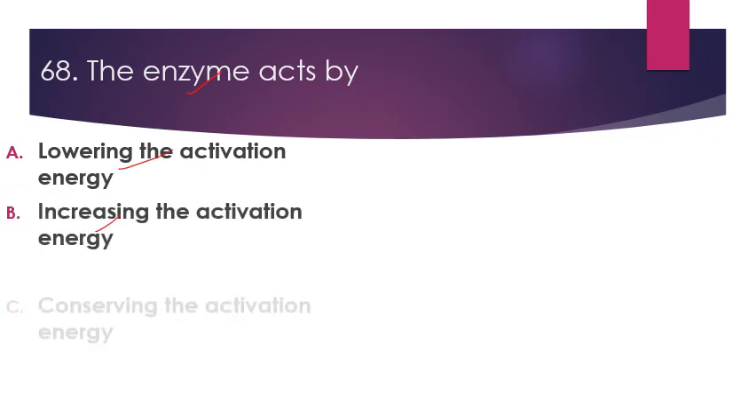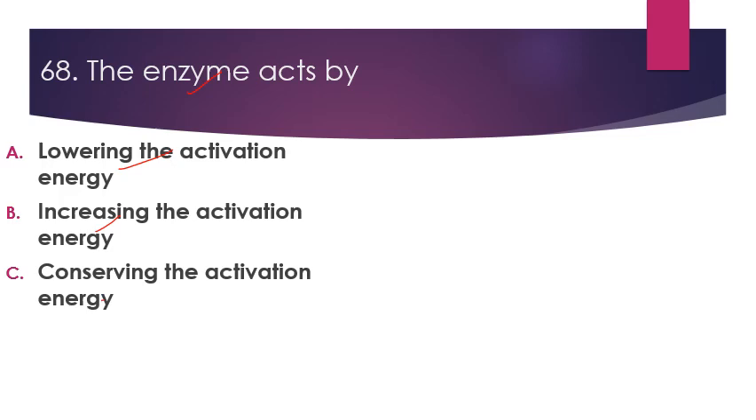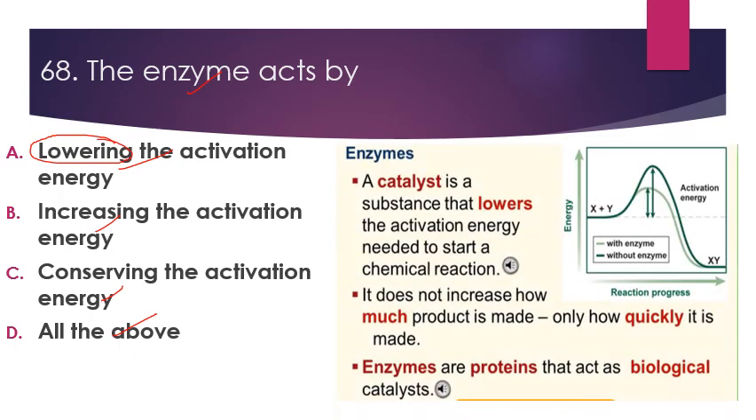increasing the activation energy, conserving the activation energy, or all of the above. So the right answer is lowering the activation energy. Basically, जब enzyme catalysis करते हैं, so this is a graph which shows this enzymatic reaction. On the x-axis it shows reaction progress, and on the y-axis it shows energy. So basically जो ये barrier है, this barrier, this is the substrate and this is the product.